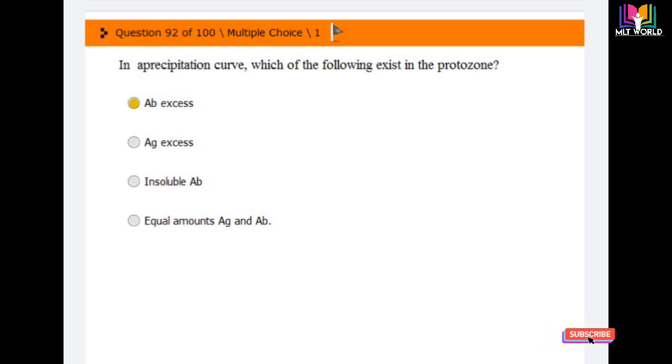Question number 92. In a precipitation curve, which of the following exists in the prozone? Options are: first option, antibody excess; next option, antigen excess; third option, insoluble antibodies; fourth option, equal amounts of antigen and antibodies. The correct answer is antibody excess exists in the prozone.